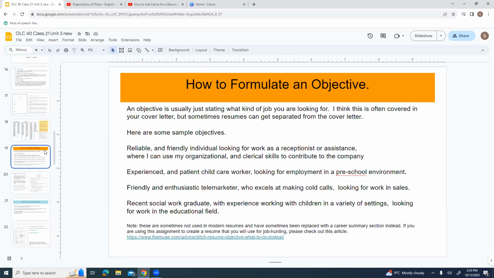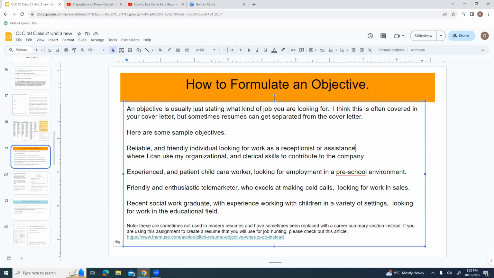I think objectives are often covered in your cover letter, but you know what? Sometimes resumes can get separated from the cover letter, especially if you're applying to a bigger company where they might have a gigantic human resource office. So here are some sample objectives. Reliable and friendly individual looking for work as a receptionist or assistant where I can use my organizational and clerical skills to contribute to the company.